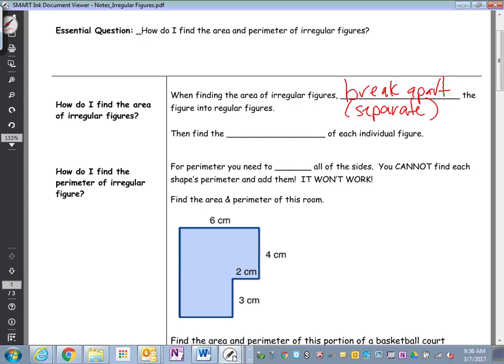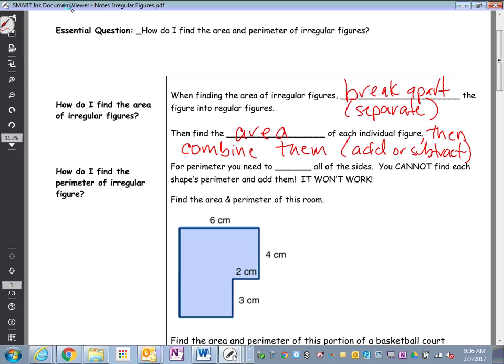All right. So then we find the area of each individual figure. And then, let's add something here. Then combine them. In other words, we're going to combine them, add, or subtract. We can always take away, and I'll show you how to do that. All right, so let's write that in there. Add or subtract all of the areas.